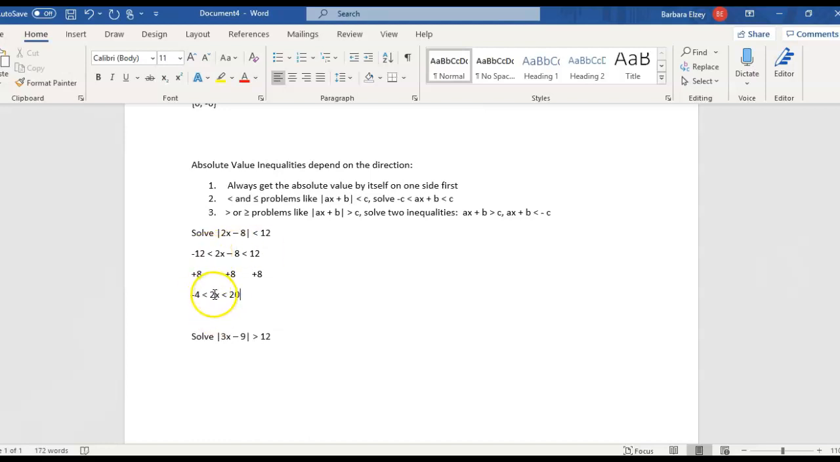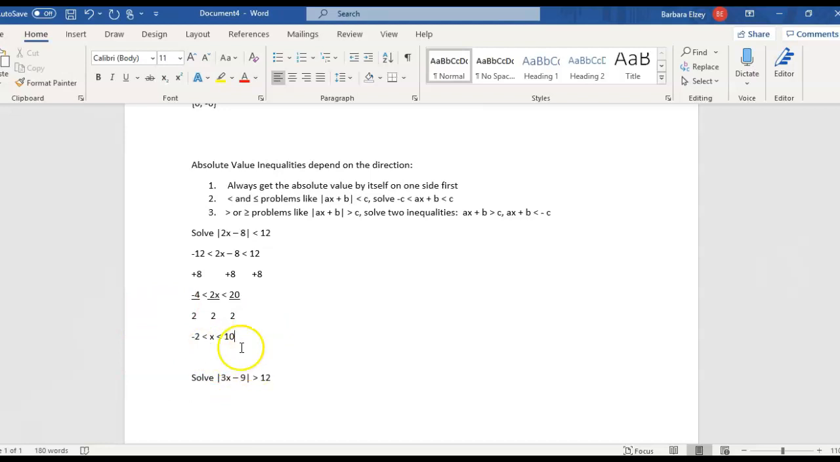Now we still need our x by itself, so we would divide by 2 to get x by itself, but let's do that to all three pieces. So I've divided each piece by 2, and now we will have, on the left, negative 4 divided by 2 is negative 2. In the middle, we'll just get x, and then 20 divided by 2 is 10. And there is our solution, and we would graph this just like we graph our normal double inequalities.